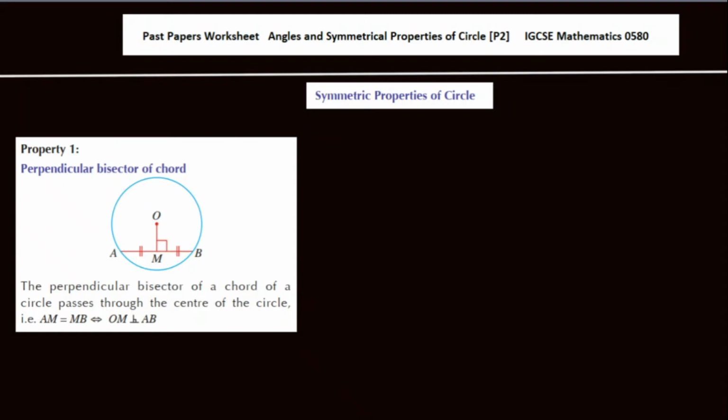Okay, we're doing properties of circle. We'll start off with revising all the properties.